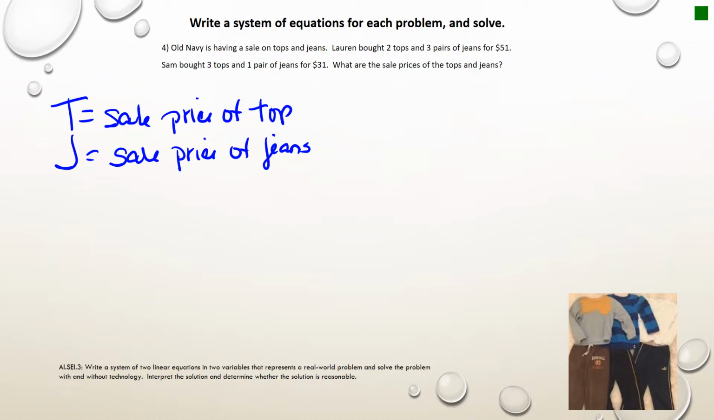So anywhere we see tops, jeans, tops, jeans, tops, jeans. Let's see if we can write 2 equations out of that. First one's just interesting. Old Navy is having a sale on tops and jeans. Oh, Mom, let's go to Old Navy. They're having a sale on tops and jeans. So Lauren bought 2 tops and 3 pairs of jeans for $51. Think about when you're shopping. I put 2 tops in my cart, 3 pairs of jeans in my cart, and I pay $51. That's what it equals, right?